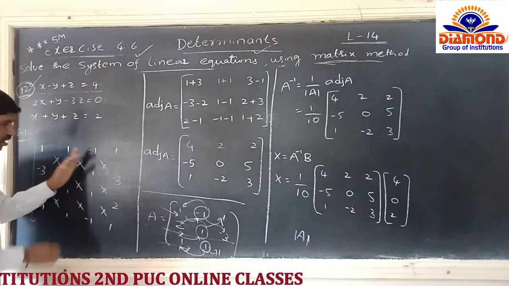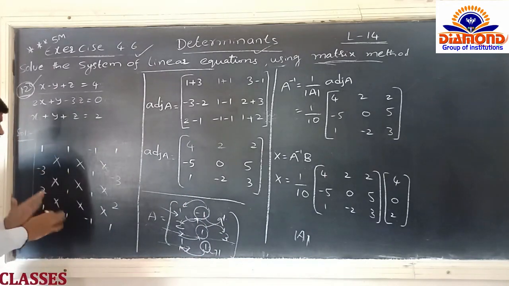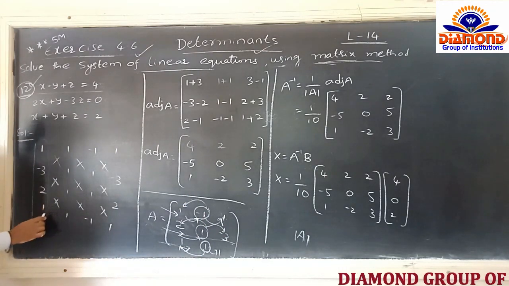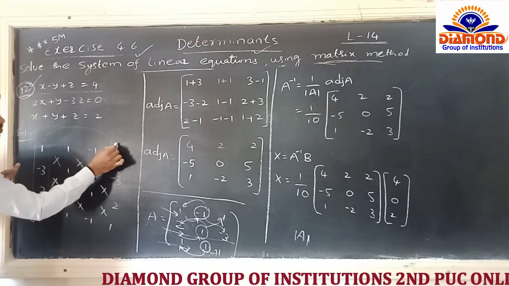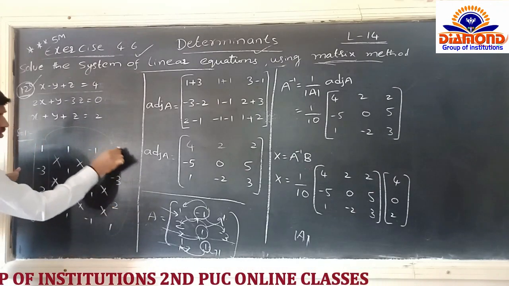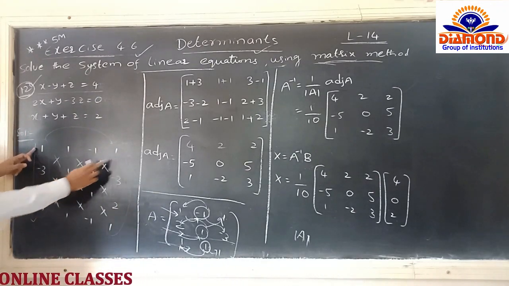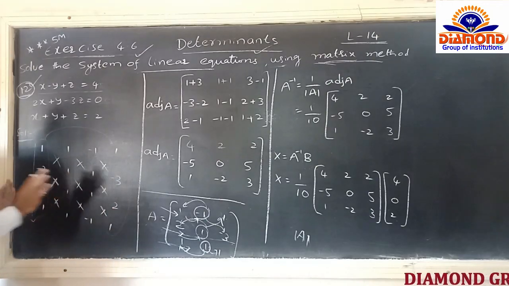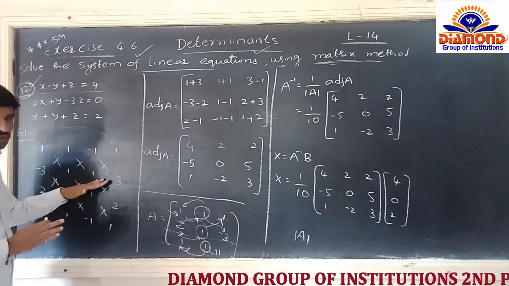That's all. And after writing the three columns here, whatever the first column is there now, just shift that into the last column. So 1, minus 3, 2, 1. Completed up to here, did all of you understand?